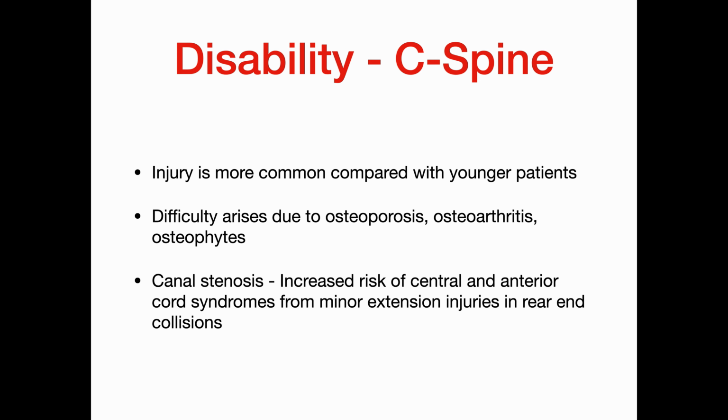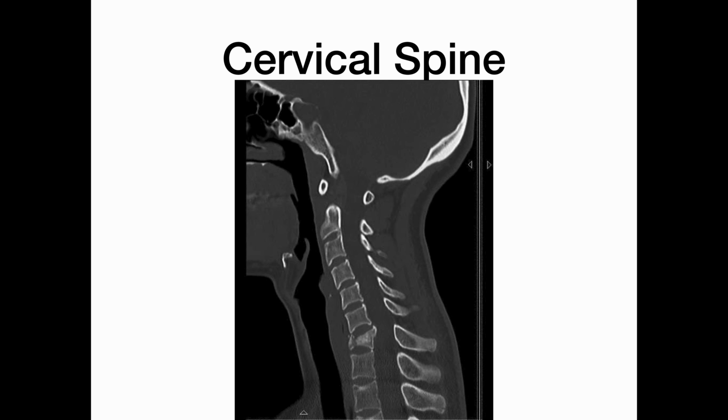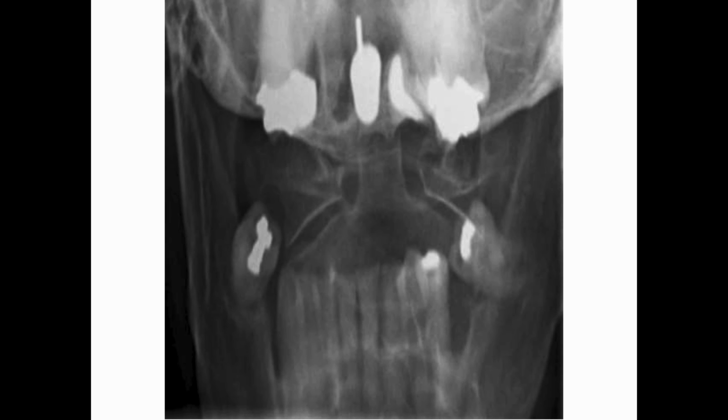Either way, injury is more common than with the younger folks. The main difficulty is that the neurological injuries are also more common and more likely because of reduced space, because of stenosis. So these are just a few images to look at, but typically compression fractures are quite common. Peg fractures are also common. That's a plain film on an older gent.